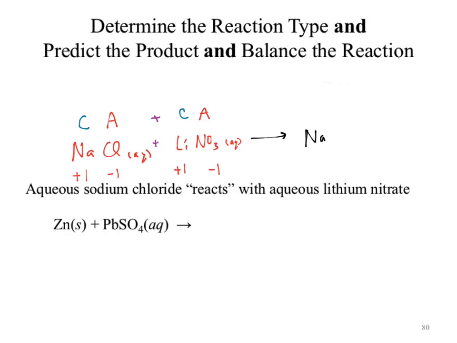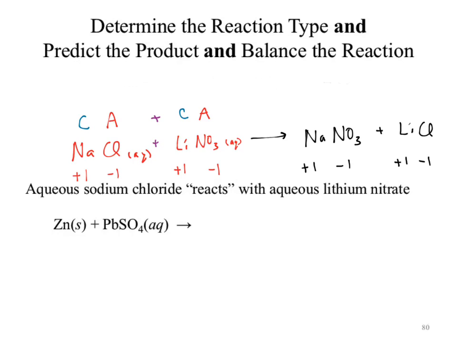Now that I know it's a double replacement reaction, I can run the exchange. Sodium needs to be combined with nitrate. Lithium needs to be combined with chloride. Before I do anything else, I now have to verify, did I draw the correct formulas? What is the charge on sodium? Plus 1. What is the charge on nitrate? Negative 1. Is that formula correct? Yes. Lithium charge? Plus 1. Chloride? -1. Did I draw that one correct? Yes.